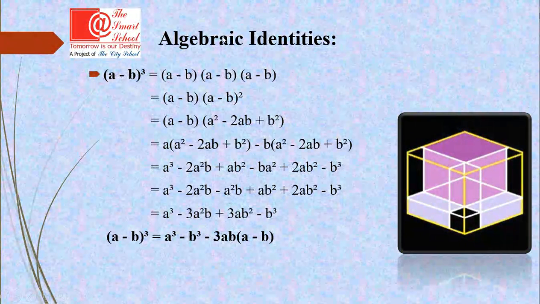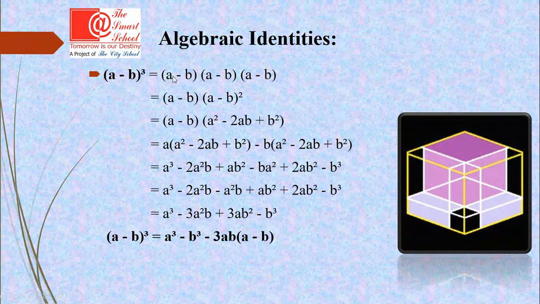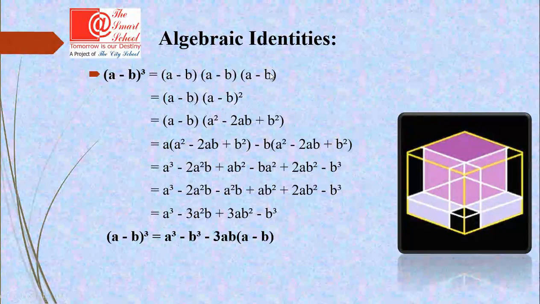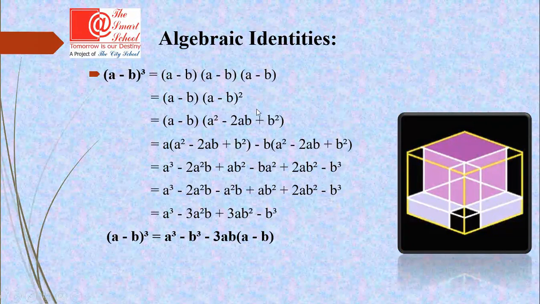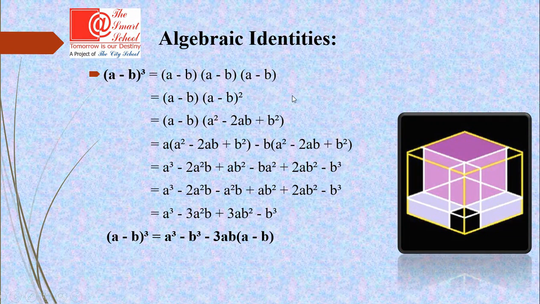Now the other identity, which is with the subtraction sign: a minus b whole cube is equal to a minus b multiplied by a minus b multiplied by a minus b. Again, a minus b times a minus b is a minus b whole square, and you know a minus b whole square is equal to a square minus 2ab plus b square. Or you can multiply a minus b by a minus b and you will get this answer. Now multiply this by a minus b, the third part of this.